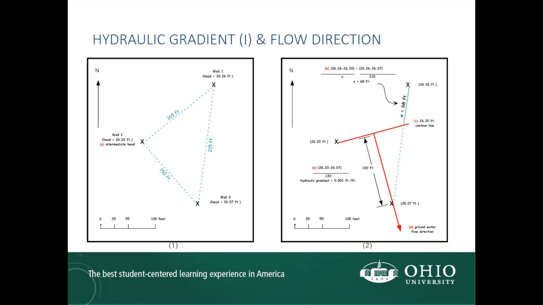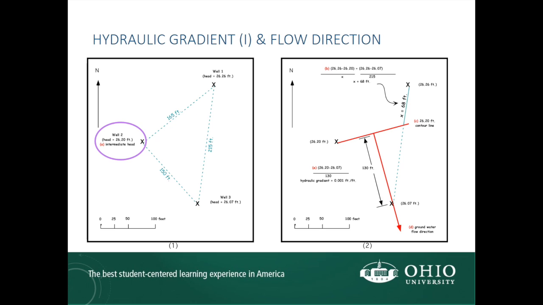Let's consider an actual application of determining hydraulic gradient and flow direction. If we have three wells in a triangular pattern, for which we know the total head and distance between the wells, we can determine the hydraulic gradient and flow direction. We start with the well that has the intermediate head value. In this case, well 2 has the intermediate head value.